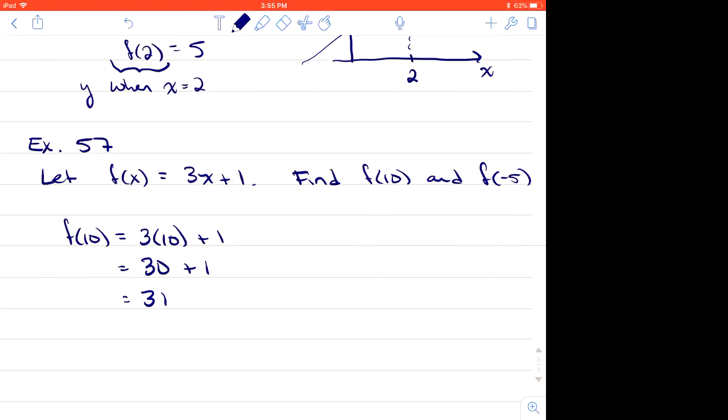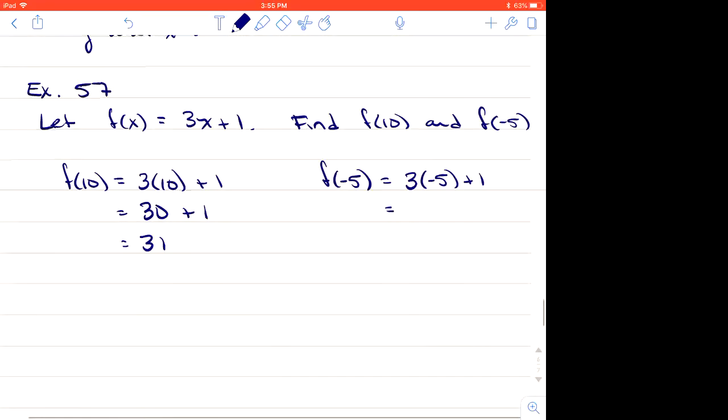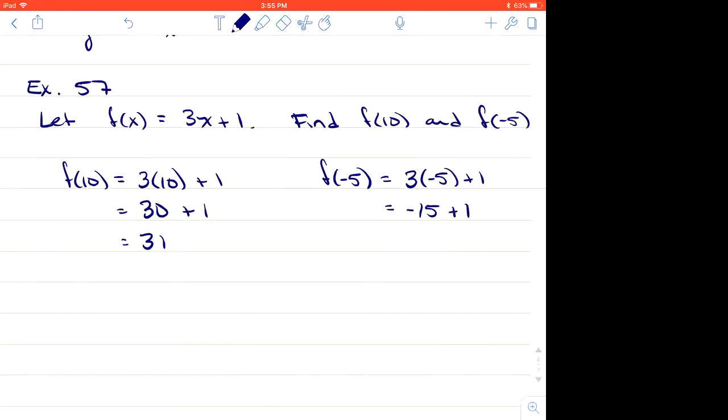What if we did f of negative 5? Same idea. 3 times negative 5 plus 1. 3 times negative 5 is negative 15, plus 1. Great. Okay. Cool.